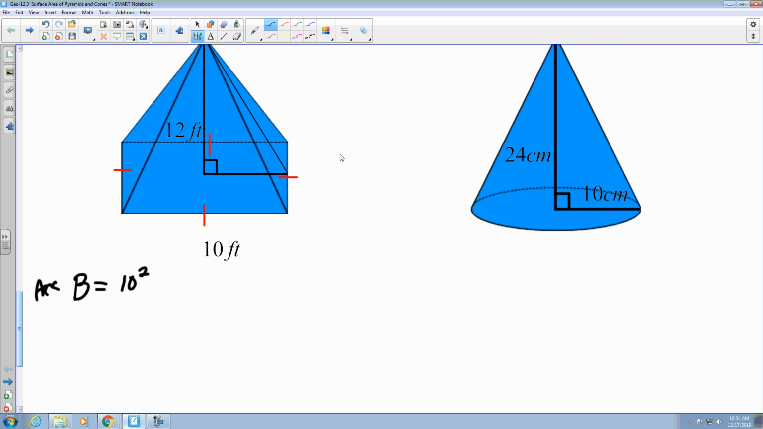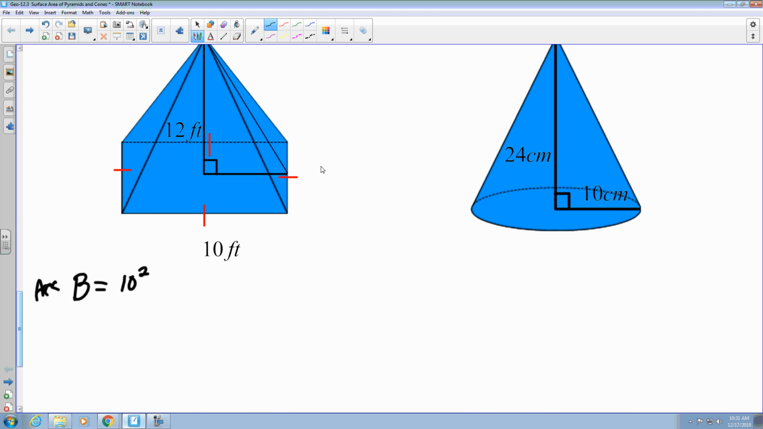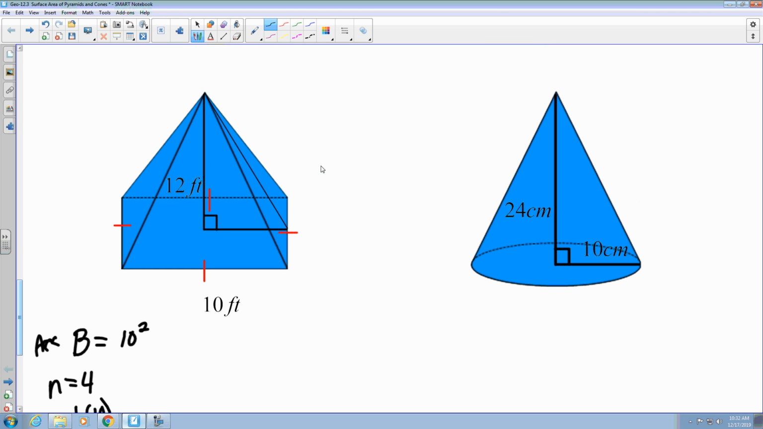Now, n is the number of sides the base has. So it has 4 sides, so n is going to equal 4. And then we're going to look at the area of each of these triangles. It's going to be 1/2 the base. Each base is going to be 10. But we don't know what the height is. All we know is that the distance from the vertex to the bottom of the base is 12.